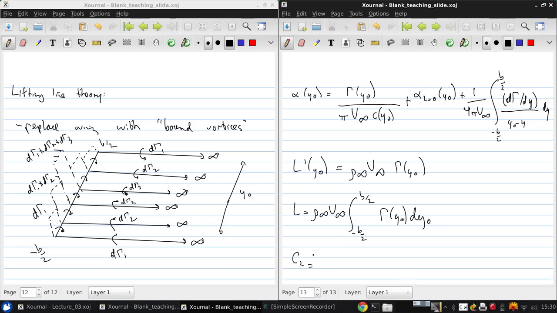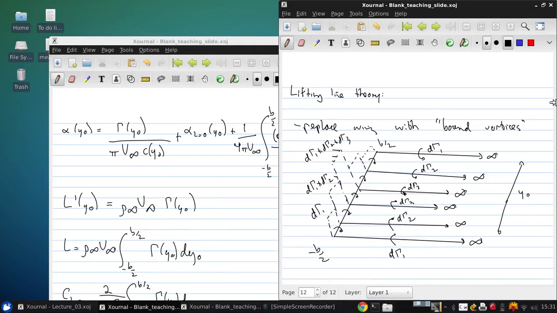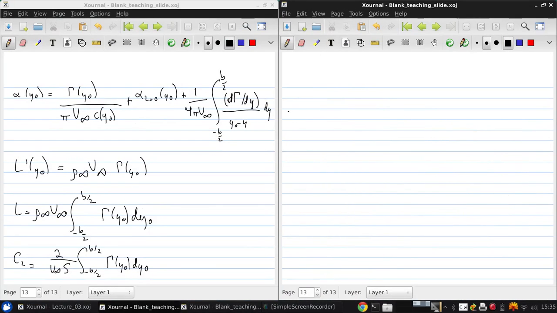Therefore, the lift coefficient of the whole wing is now capital C_L, because this is for the whole wing rather than an airfoil section, and that can be obtained just using the definition of lift coefficient. And the induced drag is ρ∞ V∞ times the integral from negative b/2 to b/2 of the circulation distribution and the induced angle of attack α_i. So you can see that the key to getting all of these is getting the circulation distribution Γ(y0). A general solution does exist, and we'll talk about this next time as we discuss general lift distributions.